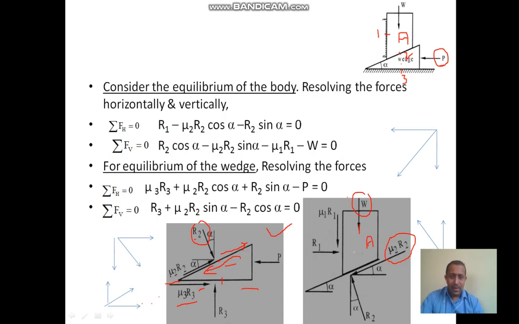So let us solve the problem. So consider the equilibrium of the body.